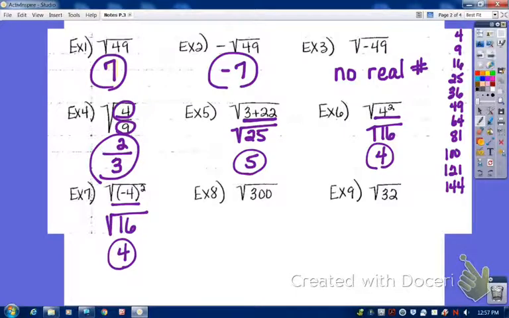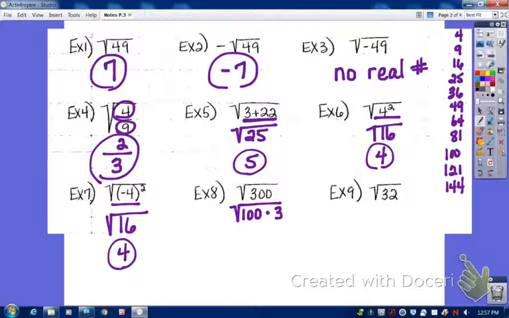So we're going to rewrite 300 as a number that is a perfect square times whatever it takes to make 300. 100 times what number is 300? So it's going to be 100 times 3. Why did we choose 100? It's the largest perfect square.